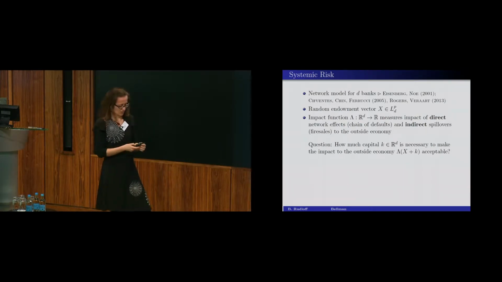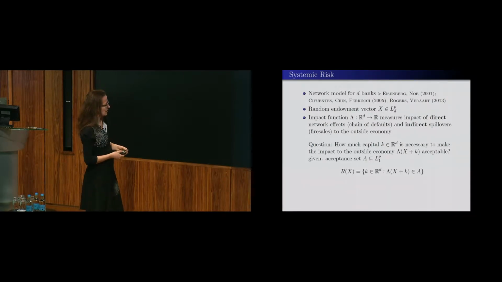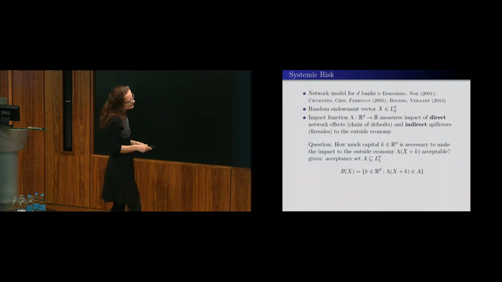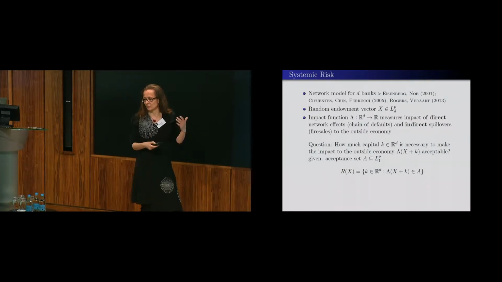That means in systemic risk measurement, we are actually trying to find vectors of capital charges such that after I change the endowment by adding these capital charges, I have made the impact to society acceptable, where you can just think of an acceptance set of a regular scalar risk measure.